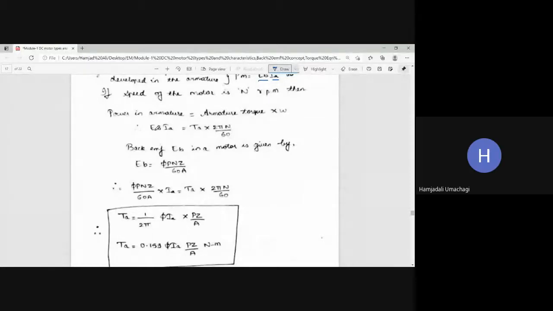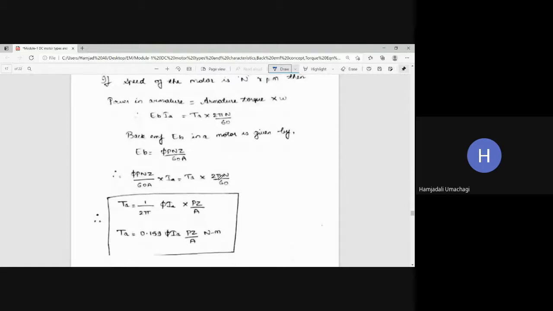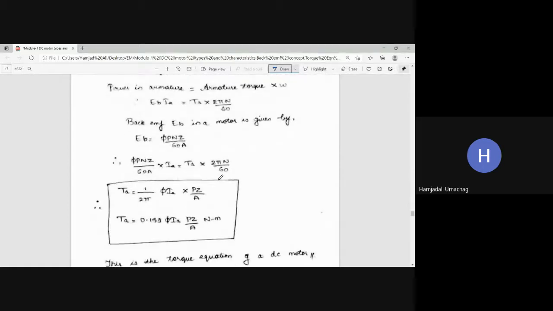Okay. So this EB, the back EMF in the armature, you replace by the term P phi N Z by 60A in this equation. Then the equation becomes P phi N Z by 60A, IA as it is, equals TA into 2 pi n by 60. Since it is a derivation for the torque equation, just rearrange the terms and get the expression for torque. This is the required answer for us. So now just rearrange the terms.